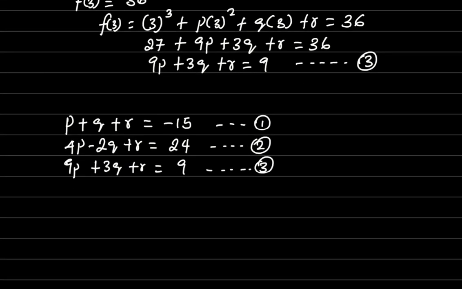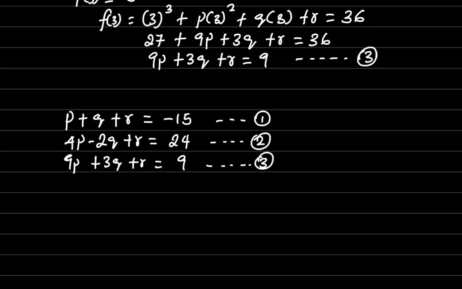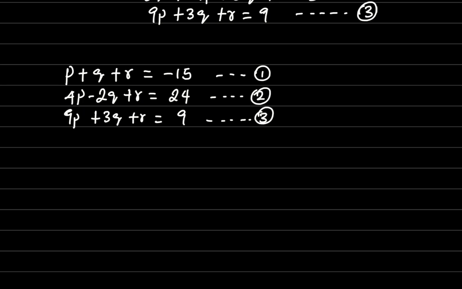Now this is what I'm going to do, and this is what I advise you. Pick the simplest among the equations, make one of the unknowns the subject of the formula, then substitute in the other two equations. So the simpler one here is the first equation.